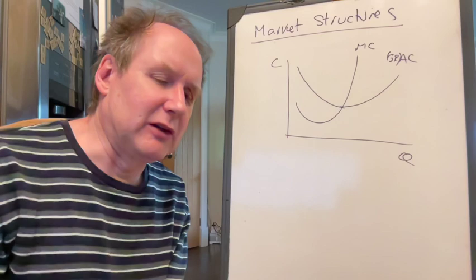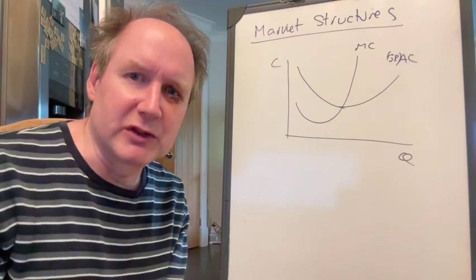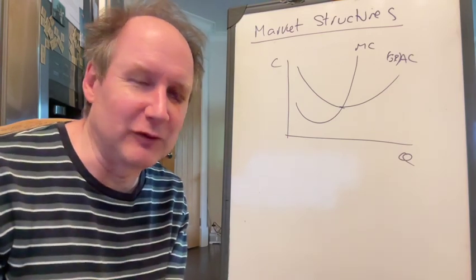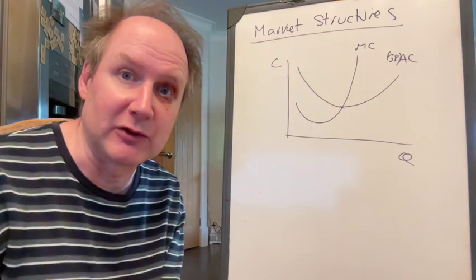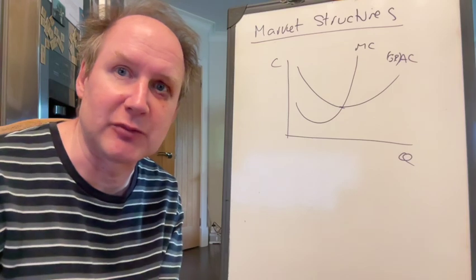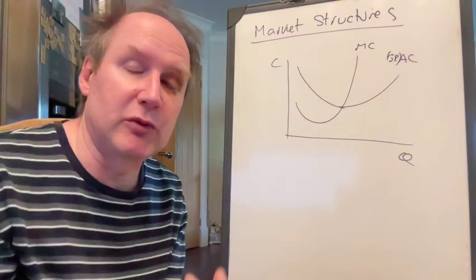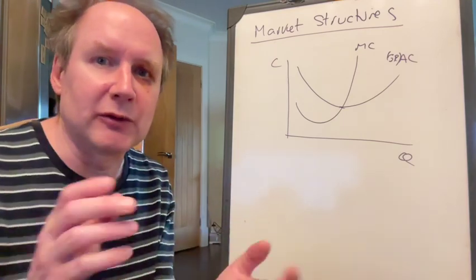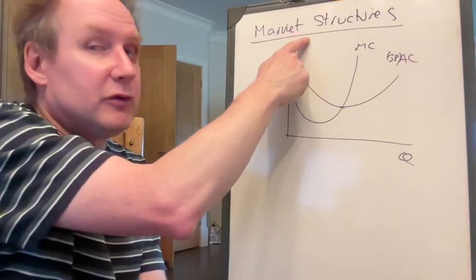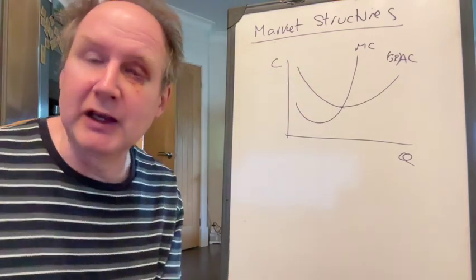So what we've got to ask ourselves is, okay, fine, what is the firm going to do? For that, we need to know something about the firm's revenue, because our assumption is that firms are going to maximise their profits. So we've got costs. What about revenue? Revenue is going to depend on the surroundings of the firm. What is the market structure in which it's operating?